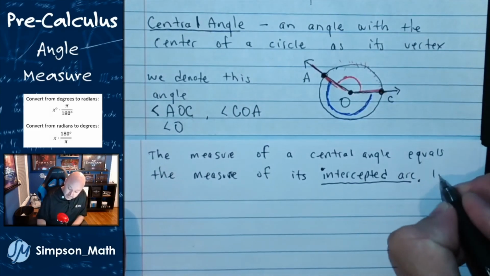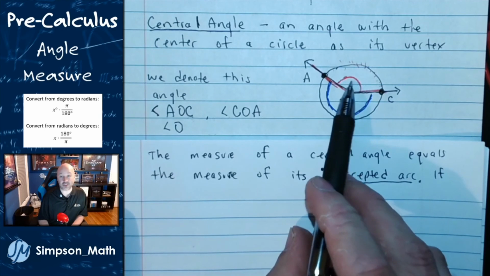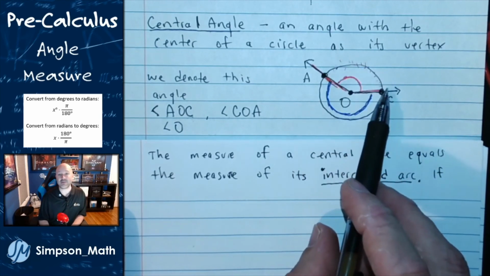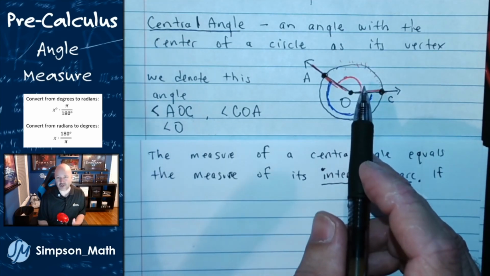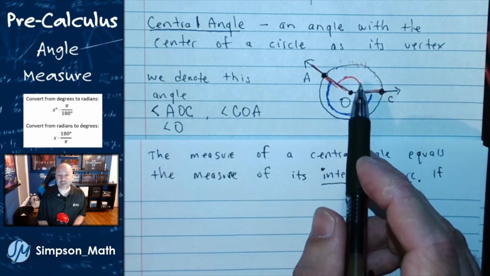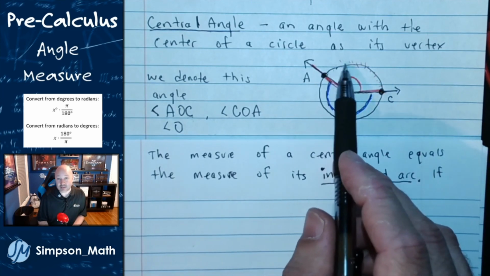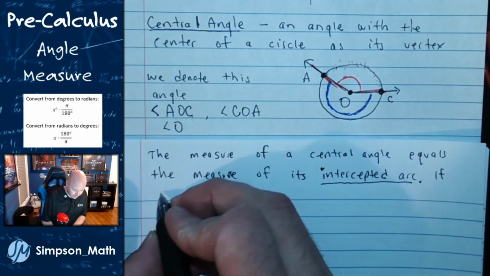All right. If that angle in there measures a certain degree, then it's going to equal the measure of that intercepted arc. So if that red angle, maybe it looks like 135 degrees, measures 135 degrees, then the intercepted arc also measures 135 degrees.